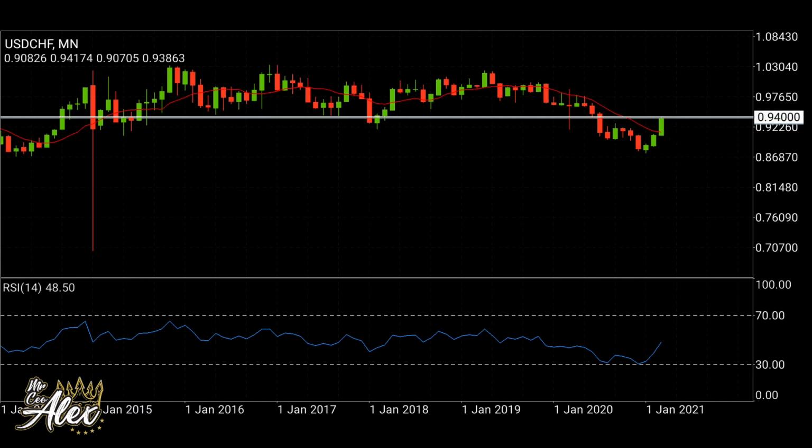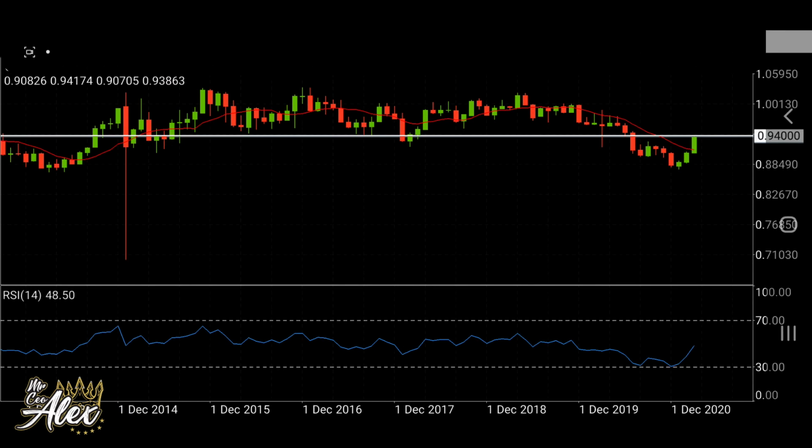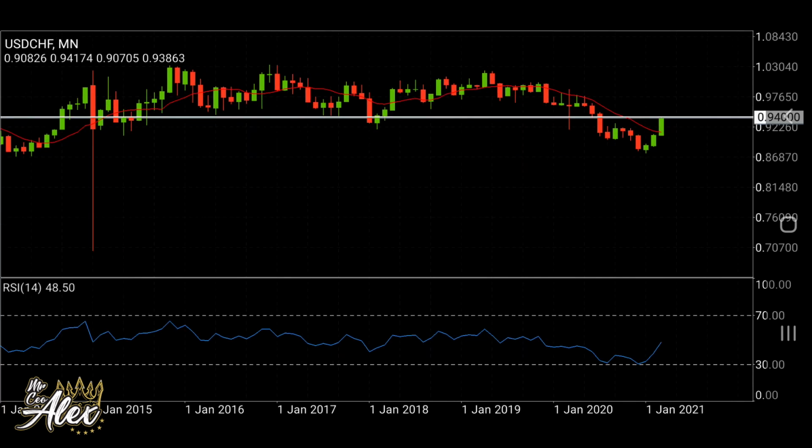But currently we're seeing that the market is close to the 0.94 area, and today is the 28th. So we have a couple more days until the market closes. So we're just waiting to see what the market does. But for me, I'm bearish on this pair. I'm looking to enter a sell. We're just waiting for the month to close, but I'm looking for a sell on this pair.